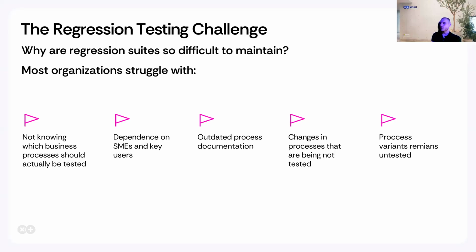And the last point is process variance remains untested. So of course, maintaining the regression suite, the full test plan of regression, is demanding and time consuming. It requires all of the time to create test cases, maintain them, and so on. So what we see very often is that we are testing only the required minimum. Very often we can see that processes have 1, 2, 3 variants tested, but there might be many other variants that are never tested.